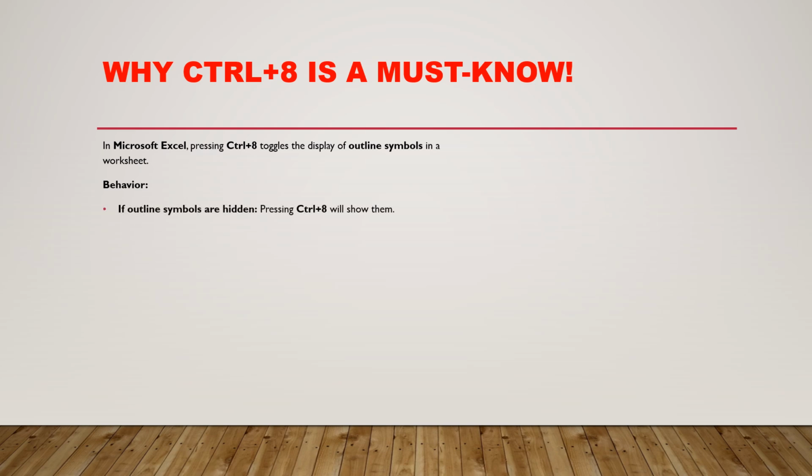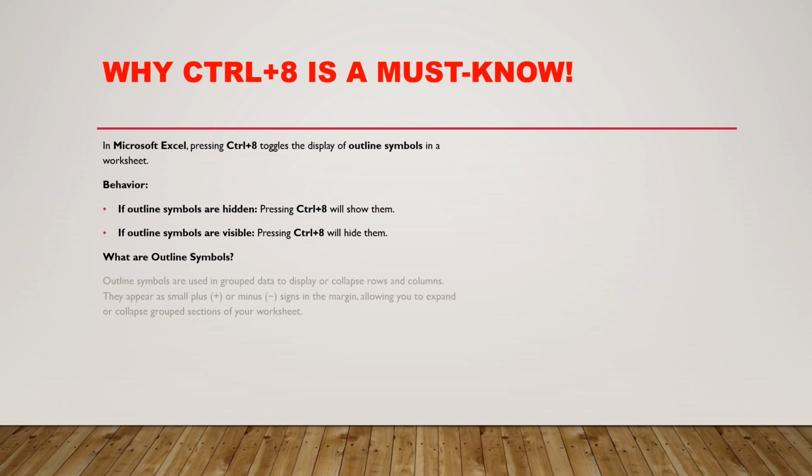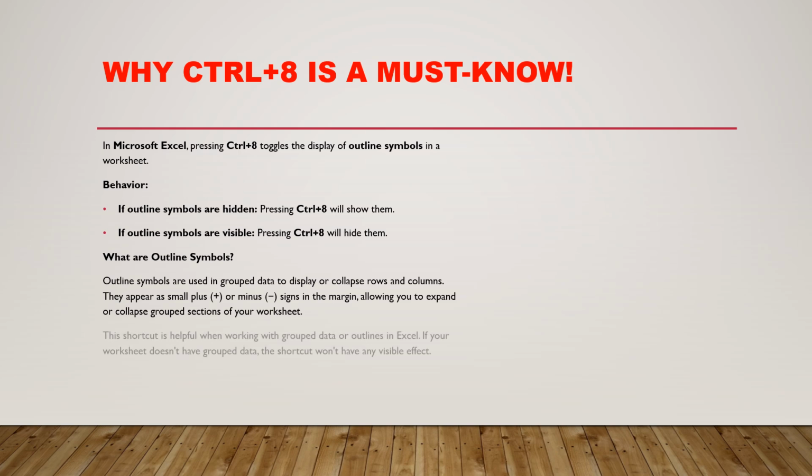Let's say I've grouped some rows in this data set. If I want to focus on the data without those little plus or minus buttons, I just hit Ctrl+8 and they're gone. Want them back? Easy. Hit Ctrl+8 again, and there they are.